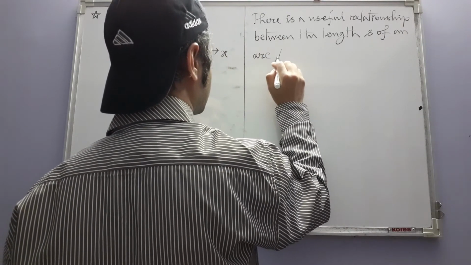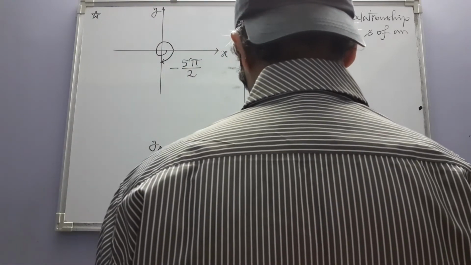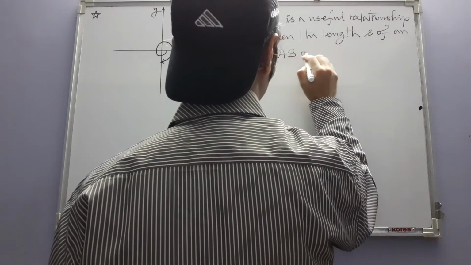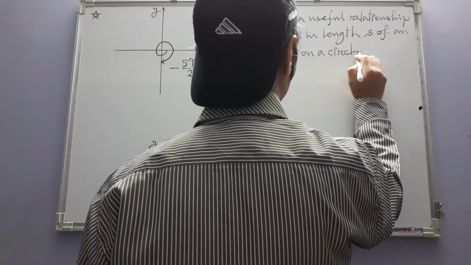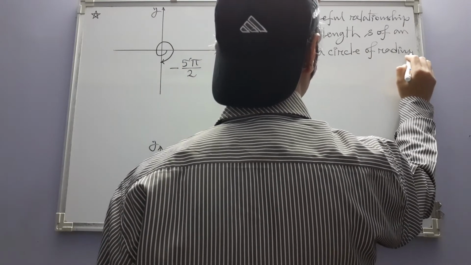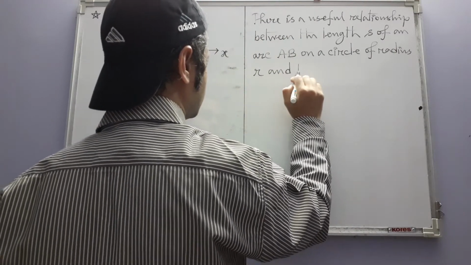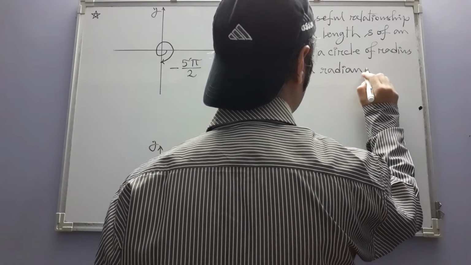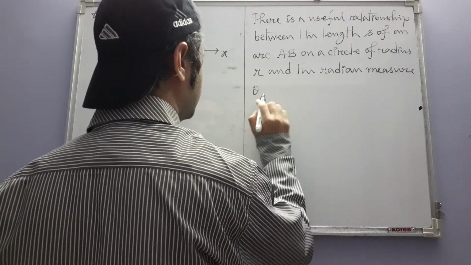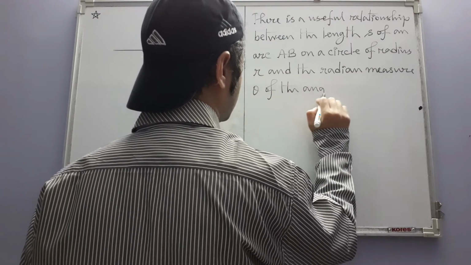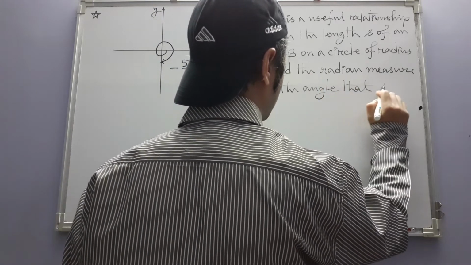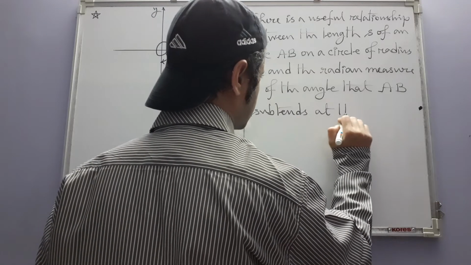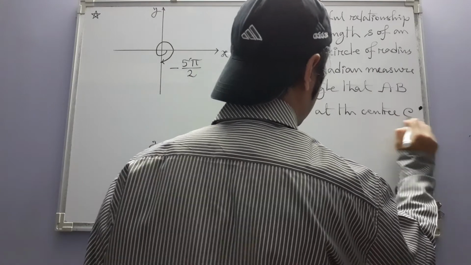of an arc AB on a circle of radius r, and the radian measure theta of the angle that AB subtends at the center C of the circle.